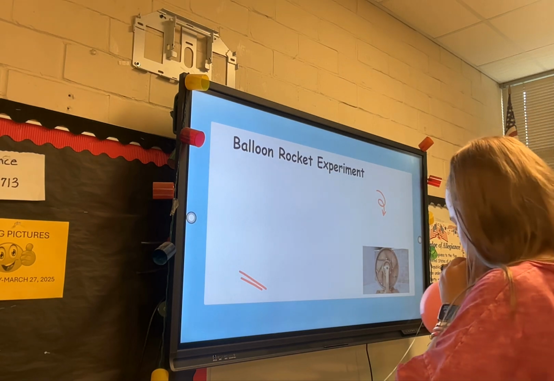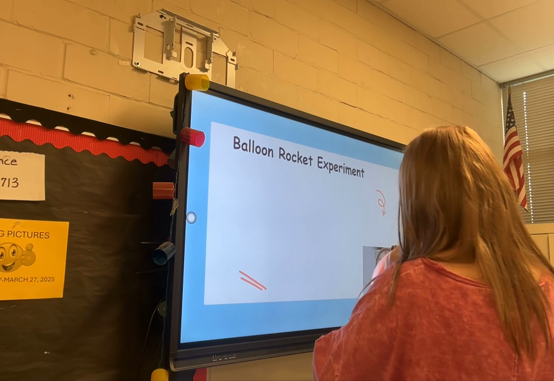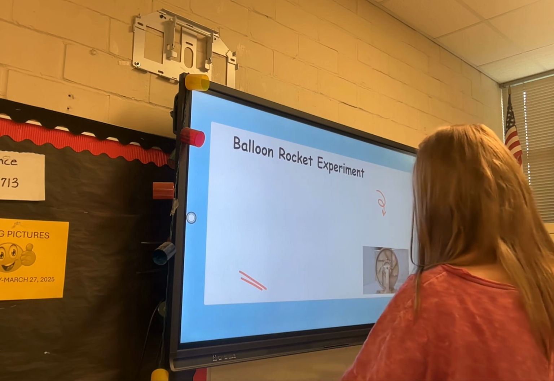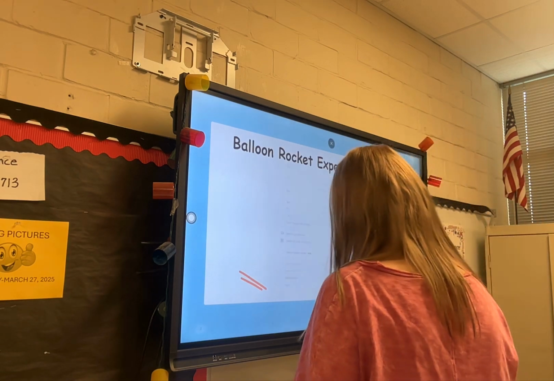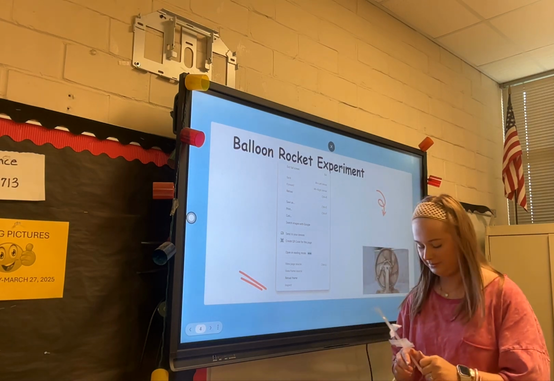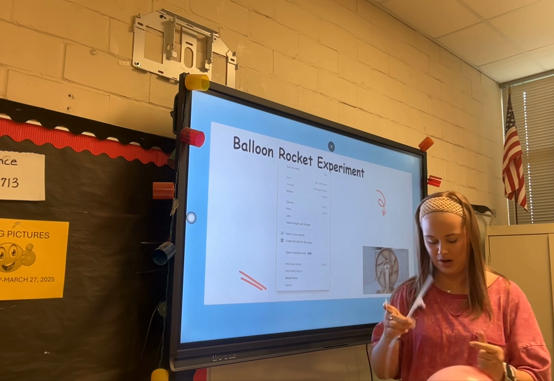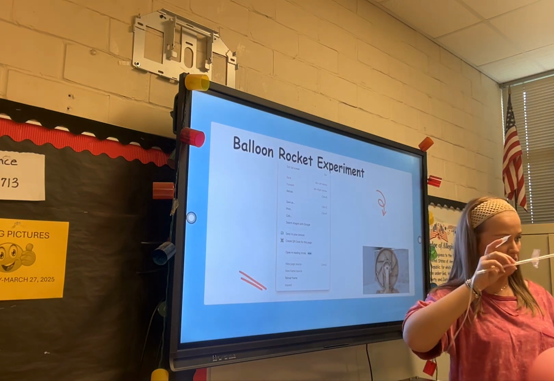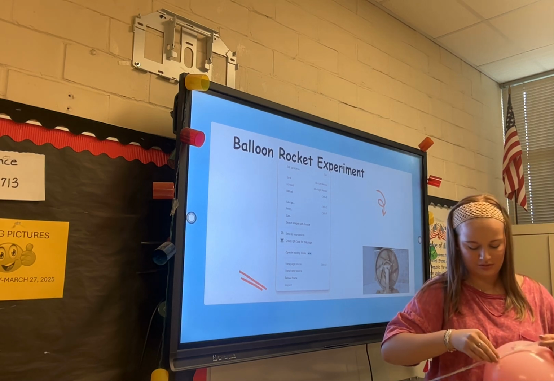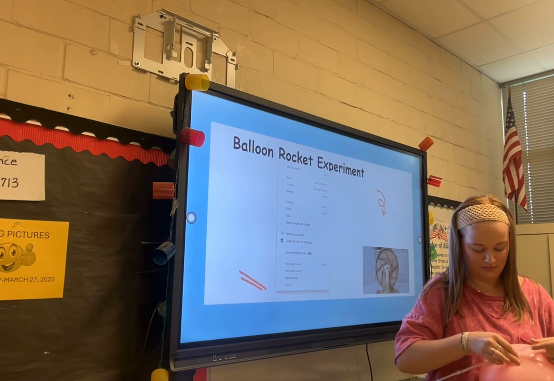It's just going to go fast. Okay. So I blew it up really, really big. Now, you see I have a straw. I'm going to tape the straw to the balloon.